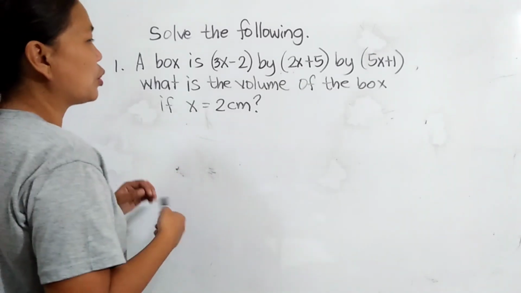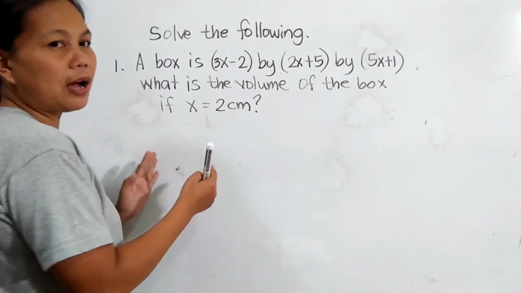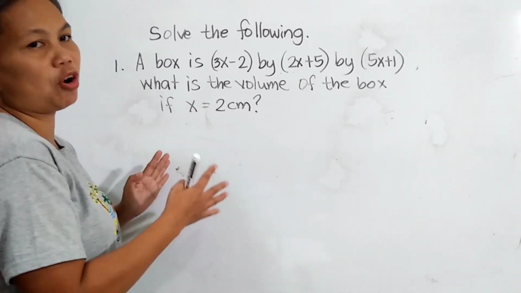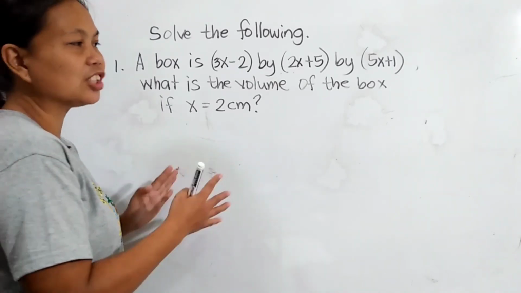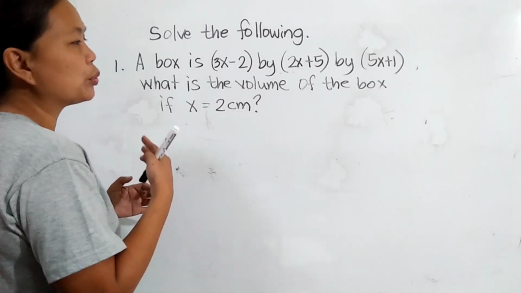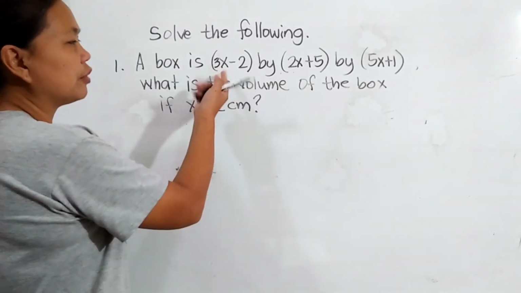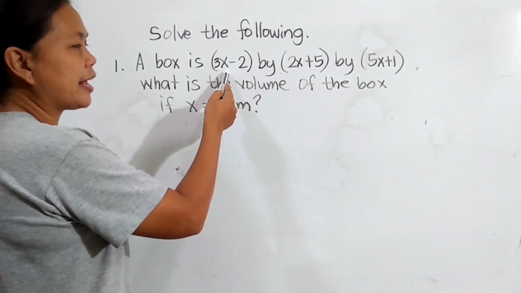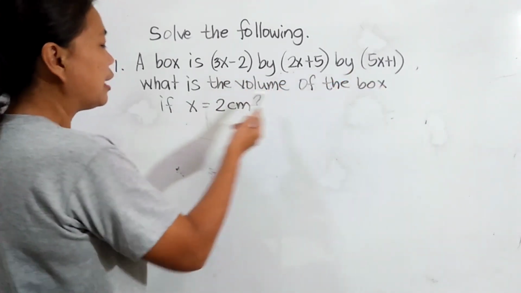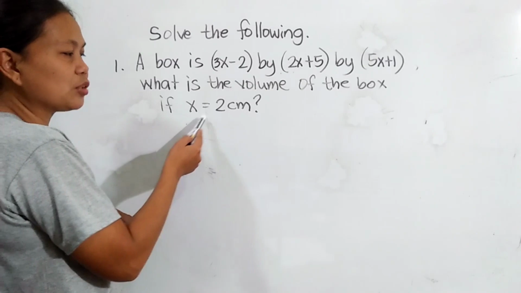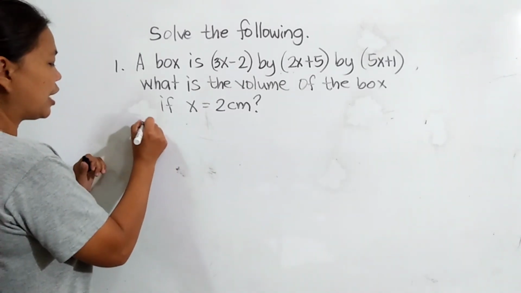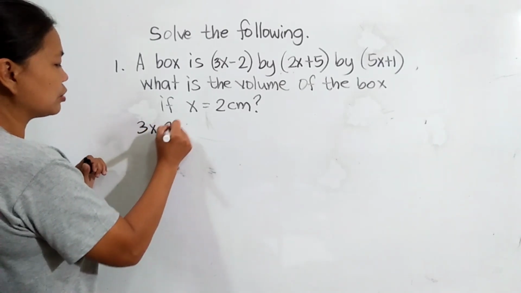Okay? So, of course, we have to use the formula for finding the volume of the box, which is length times width times height. But before that, we have to get the value of the dimensions, which are 3x minus 2, 2x plus 5, and 5x plus 1 by substituting the value of x, which is 2. So we have here, let us evaluate first 3x minus 2.